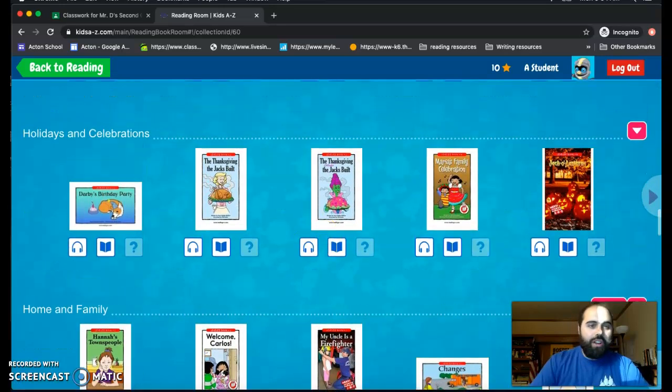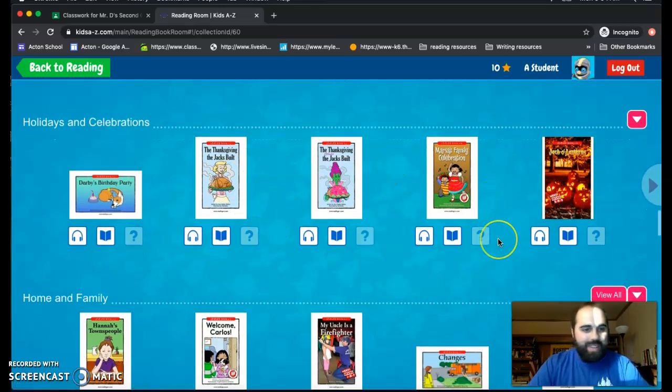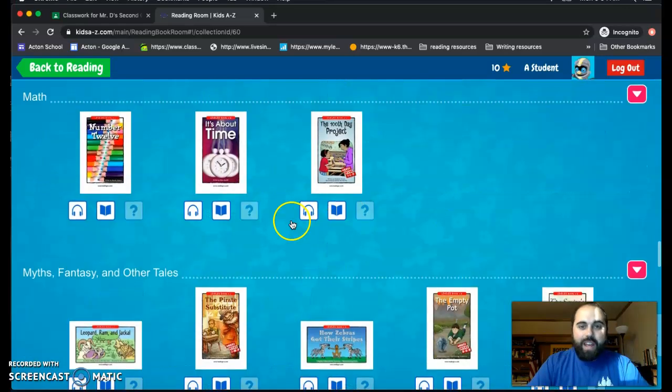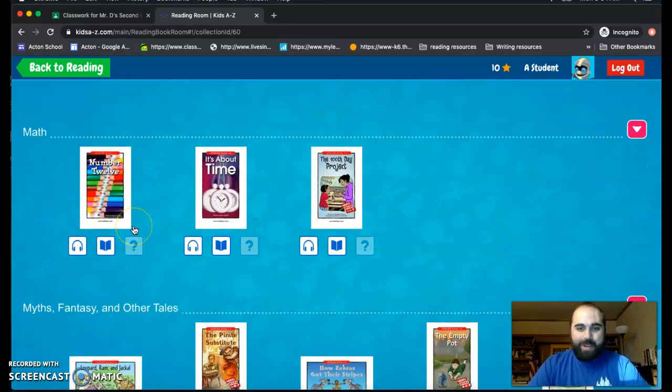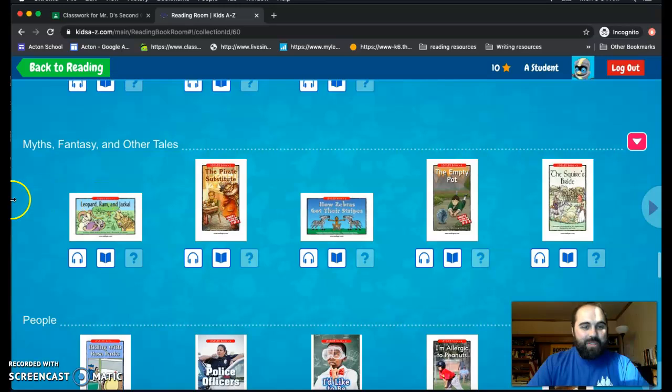If you're really into holidays and celebrations, this is a great one. You can check out everything that has to do with all the different holidays. They even have books on math if you really want to read up on math, which is really cool. And this one right here I found really interesting. Myths, fantasies, and other tales. Feel free to look and read through all of these.